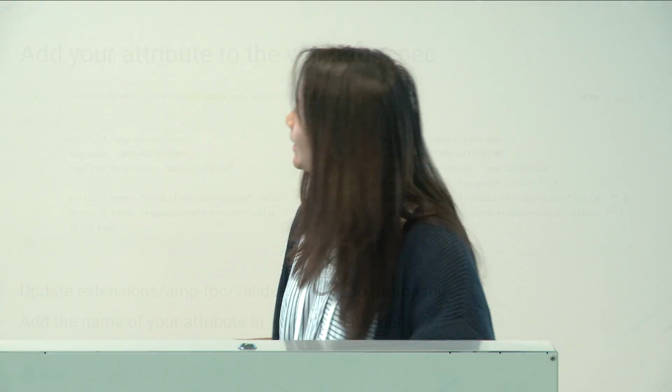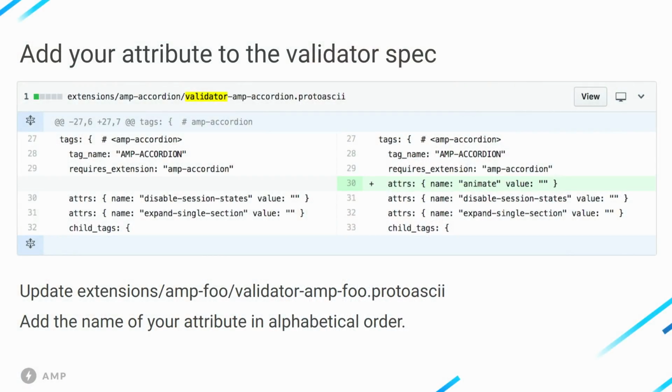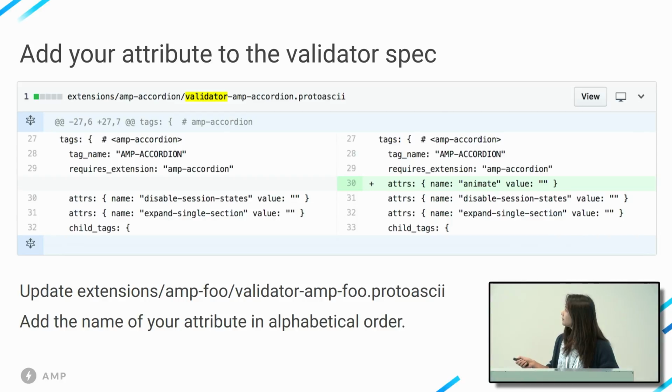I just added a new attribute to a component, but it doesn't validate. Now what? What you need to do is add your attribute to the validator spec. So this is a really simple example where I added the animate attribute to AMP accordion to allow people to animate the expansion and collapse of AMP accordion. But basically, the validation file lives here.